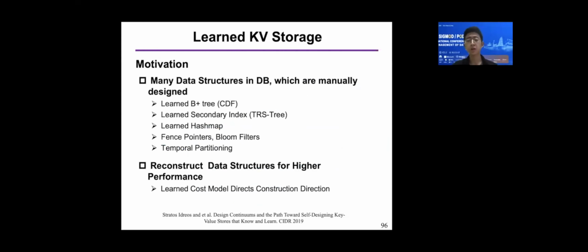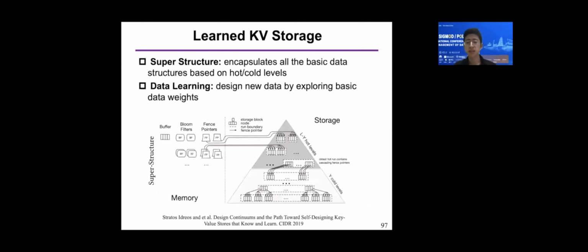And another problem is how to design more complex data structures, since traditional data structures like secondary indexes, hash maps, and Bloom filters are also unaware of workload or data characteristics. So instead, we can reconstruct the data structures for higher performance.